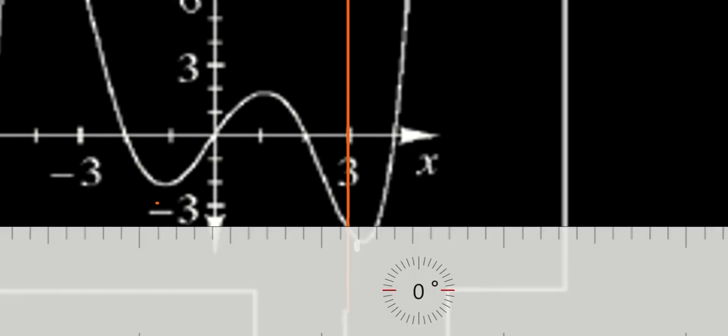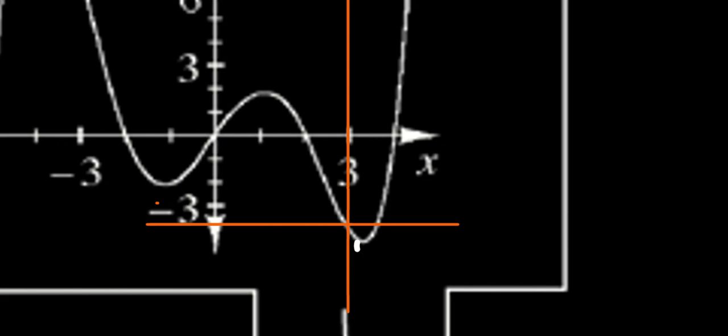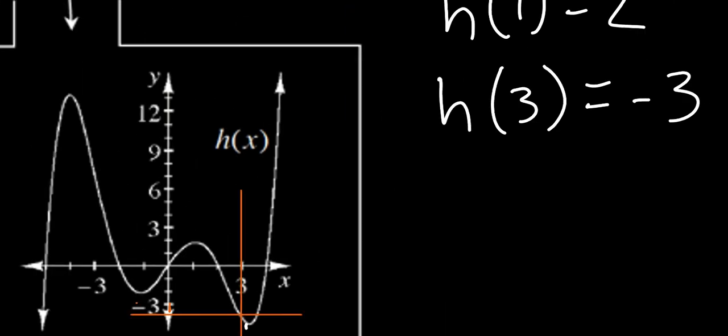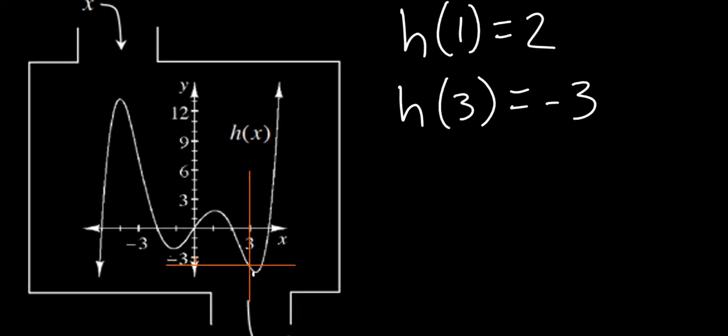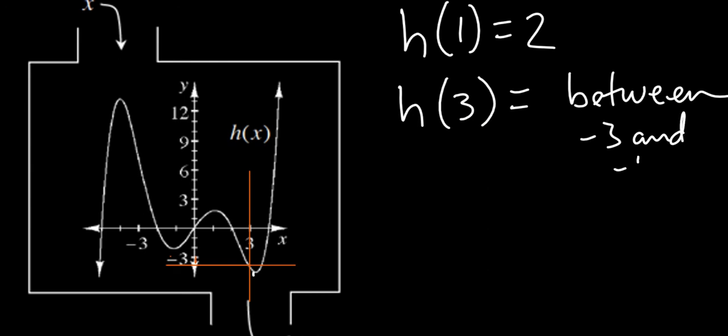So if I was doing this, to me, it's somewhere below negative 3. It appears that it's somewhere between negative 3 and negative 4. So I'm going to hedge my bets, and I'm going to say, well, it's probably not exactly at negative 3, so I'm going to say between negative 3 and negative 4.